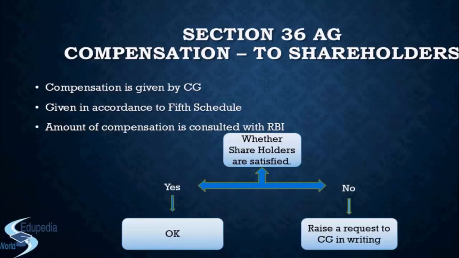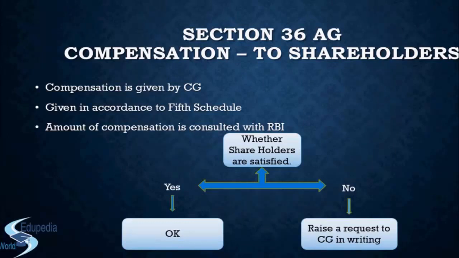The tribunal will give an unbiased compensation to the shareholders, right, as per the entire calculation and what is actually the worth of the share that the shareholders are holding. So that is all about section 36AG, right? Sections 36AE and 36AG are sections that flow in combination. So it's better if you start with section 36AE and then read section 36AG, right?